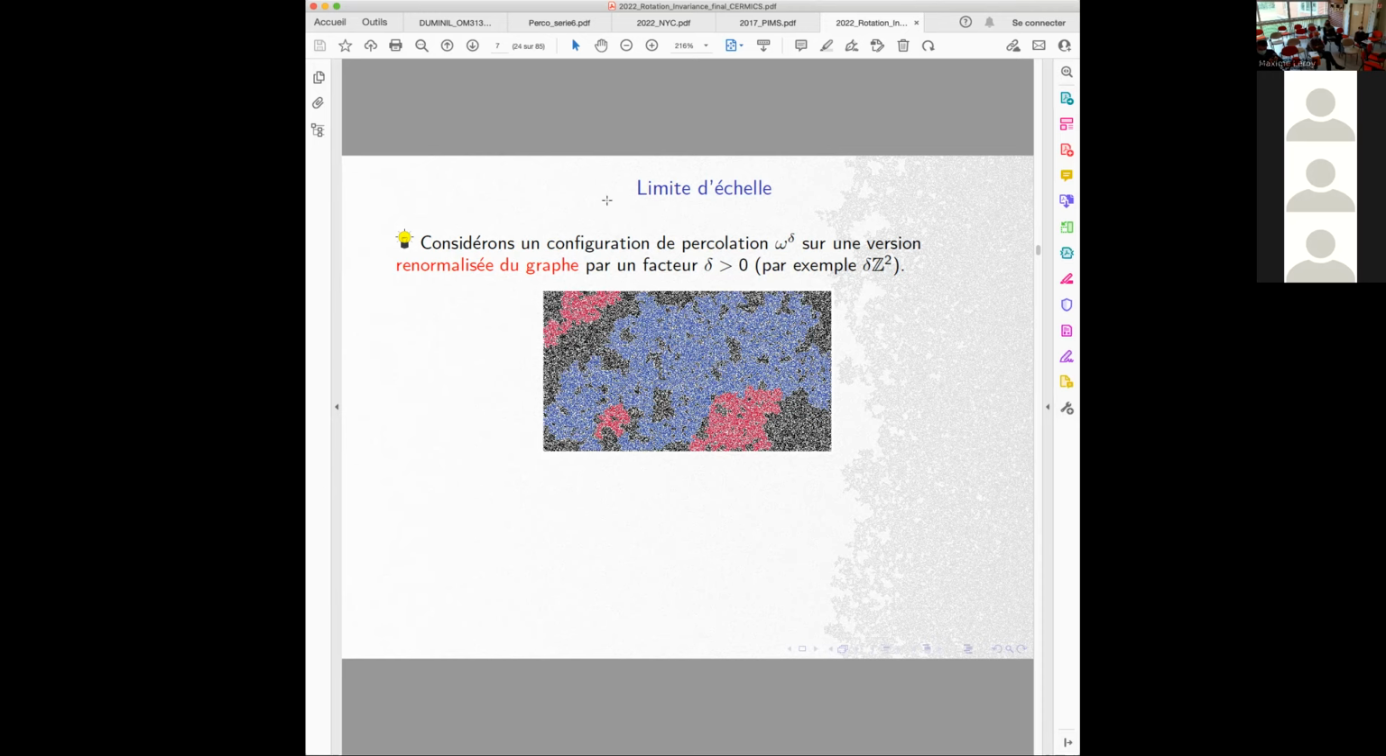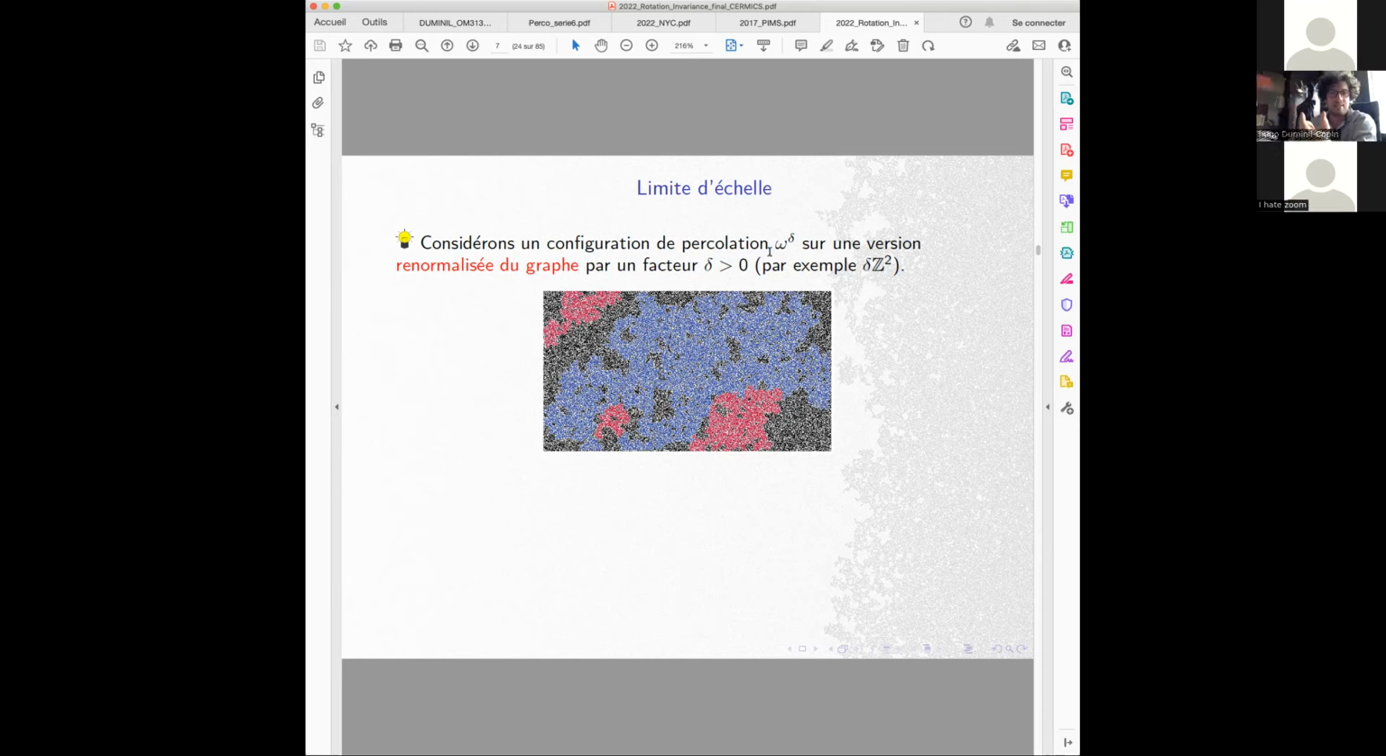We want to be describing the model at criticality. In order to have a pictorial description, I'm going to take the scaling limit, which is something you know very well. You take your model not on Z^2, but on delta times Z^2, where delta is the mesh size of my lattice, and I'm going to let delta go to 0.